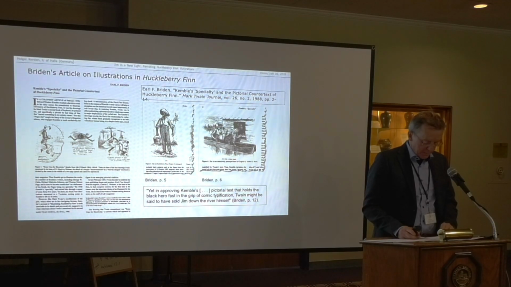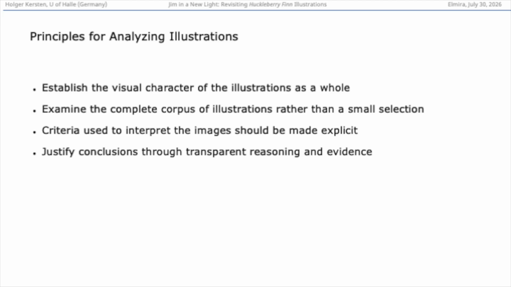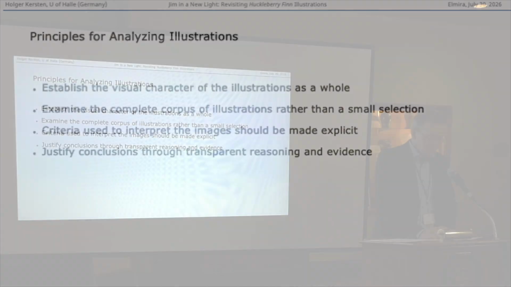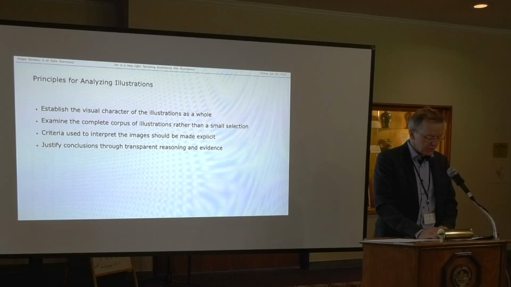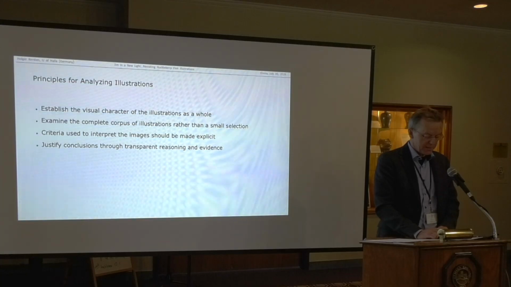Such an approach might be guided by several principles. First, it should examine the overall visual character of the illustrations. Are they primarily rooted in the tradition of caricature, or do they employ a more realistic mode of representation? Second, it should examine the complete corpus of images rather than base conclusions on a small number of individual examples whose relationship to the larger pattern has not been established. In the case of Jim, this means first determining how many illustrations depict him and then considering the full range of these representations before drawing broader conclusions.